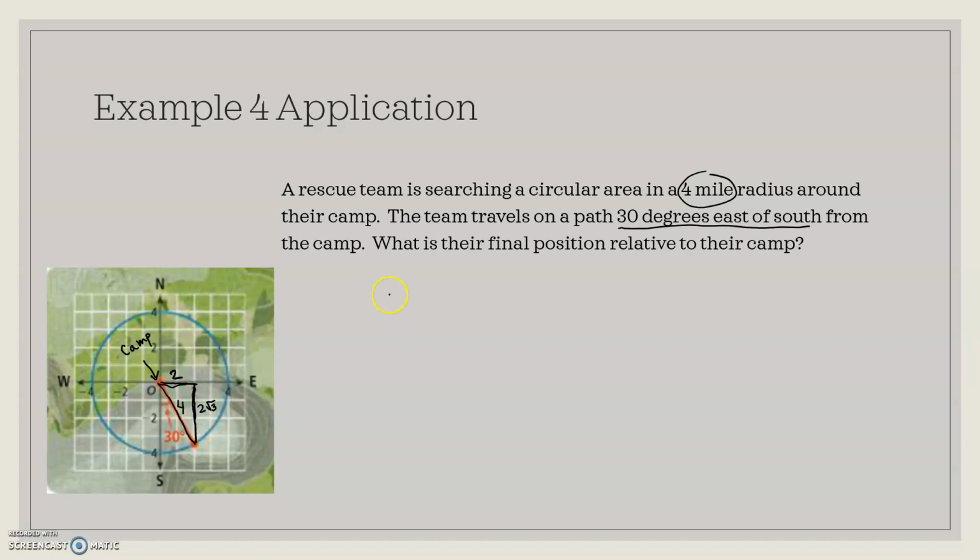So from camp, we are 2 miles east of camp. And we are 2 square root of 3 miles south of camp. Because this ordered pair, if this were a giant grid, is 2, which is positive, so east, and then negative 2 root 3, so south.